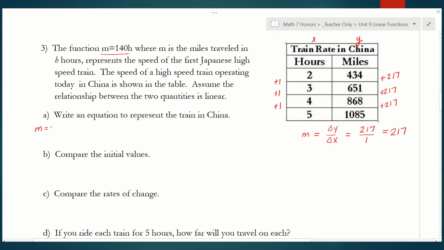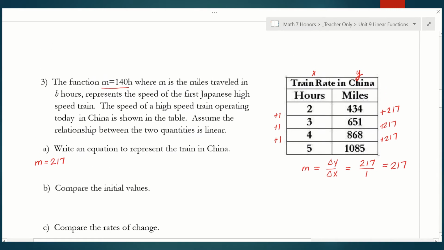So I'm halfway there. I have the slope. Now, to figure out my y-intercept, what we could do is a trick I showed you in the previous lesson where we work backwards on our table. If I go back to 1 hour, that would mean I have to subtract 217, and 434 minus 217 is 217. Then I'd have to go back 1 more hour to get my y-intercept, because it's always when x is 0. And 217 minus 217 is 0. So that means that my y-intercept of this equation is 0.